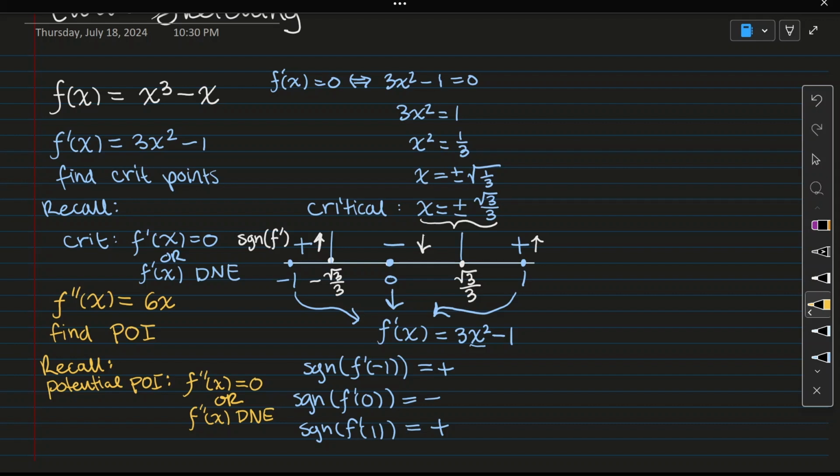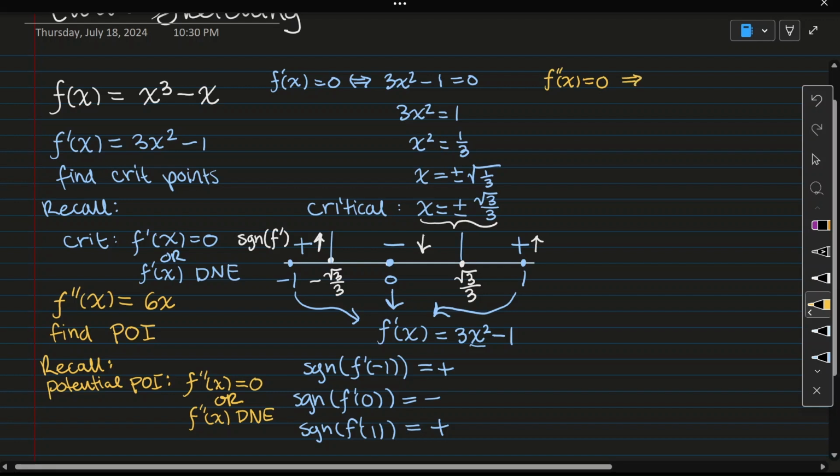So we want to find when f double prime of x is equal to 0. And that happens when 6x is equal to 0. Well, that only happens when x is equal to 0. So that tells me that x equal to 0 is a point of inflection.